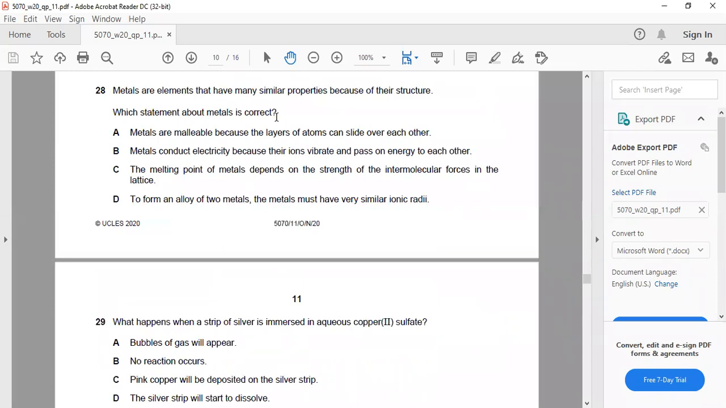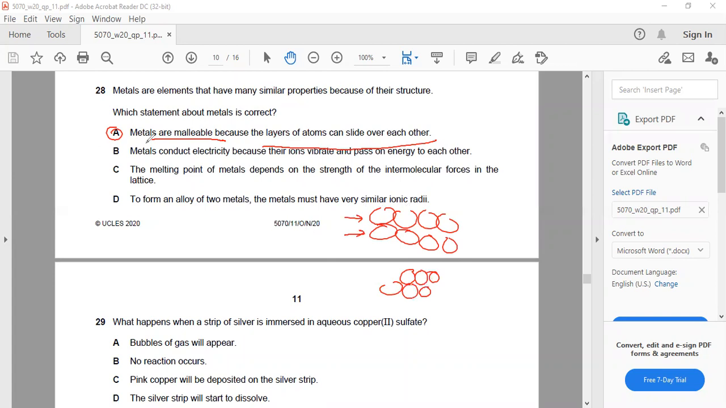Metals are elements having similar properties because of their structure. Which statement about metal is correct? Metallic bond. Metals are malleable because they have layers of positive ions. Don't just write the answer by looking at the first half, because the rest is also correct. Applying pressure, these layers can slide over one another. Yes, A is the answer.